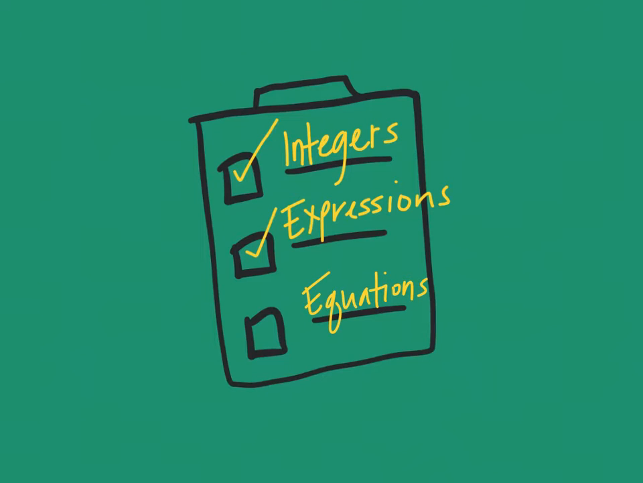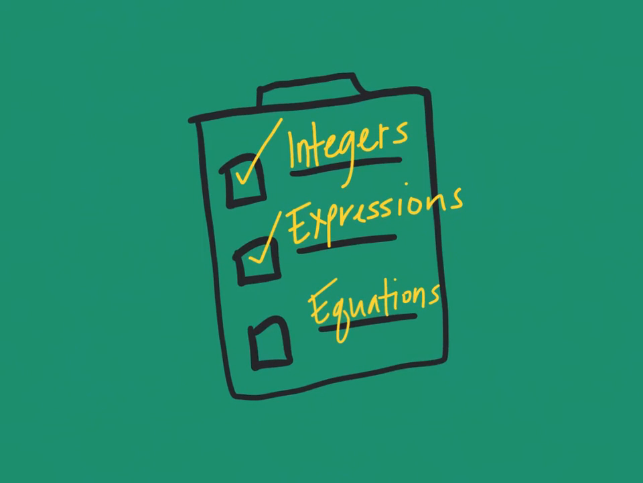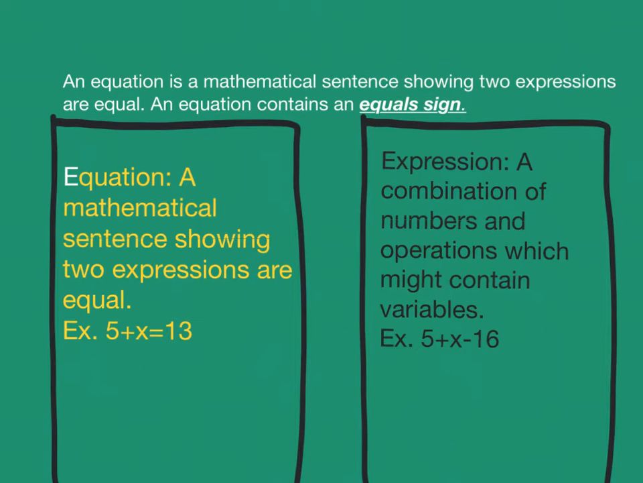Right, so we're going to start our new unit lesson on equations. So far with online distance learning, we have discussed integers, expressions, and now we're going to dive into equations. An equation is a mathematical sentence showing two expressions are equal. An equation will contain an equals sign.